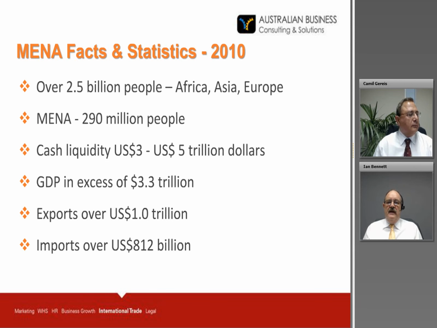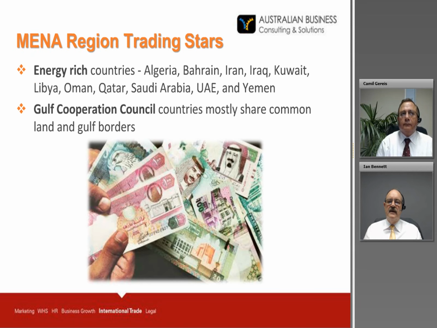The MENA itself, if you look at where MENA actually fits in, it's in the middle of Africa, Asia, and Europe, which is 2.5 billion people. We specifically mention this because there's great trading opportunities that move out of some of the Middle East nations. MENA itself has 290 million people. They're cashed up. There's plenty of cash floating around in these markets, particularly in the GCC. The GDP is 3.3 trillion, and exports and imports combined are approximately $2 billion. So we can see that there's a lot of opportunities in this marketplace.